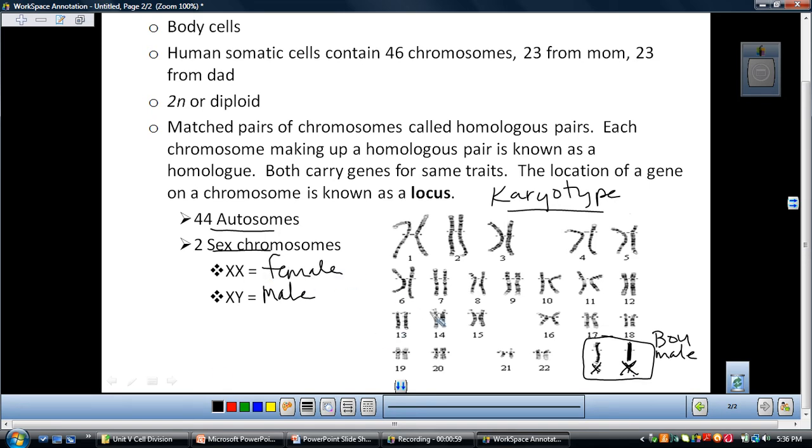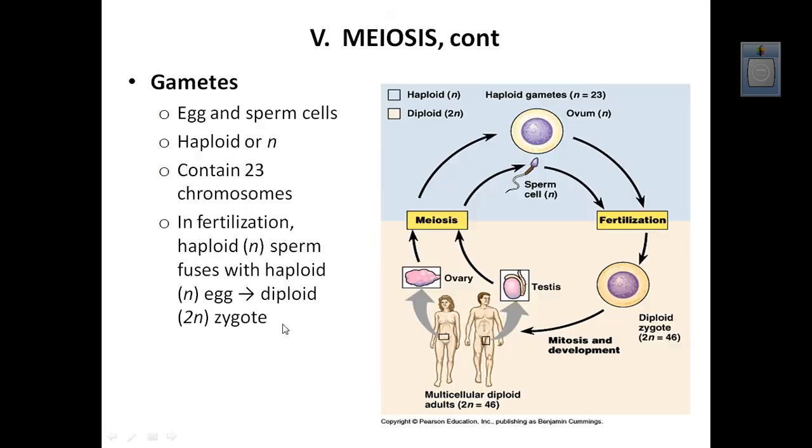So in all of us, if I looked at any of your somatic cells, any of your body cells, this is what the karyotype would look like, because you would have 46 chromosomes, one from mom, one from dad, that contain matching information. The first 44 would be basically the first 22 pair, because 22 pair means 1, 2, 3, 4, 5, 6, 7, 8, and so on and so forth. So the first 22 pair are autosomes, and the last pair are sex chromosomes. Okay? That's very different than the next slide.